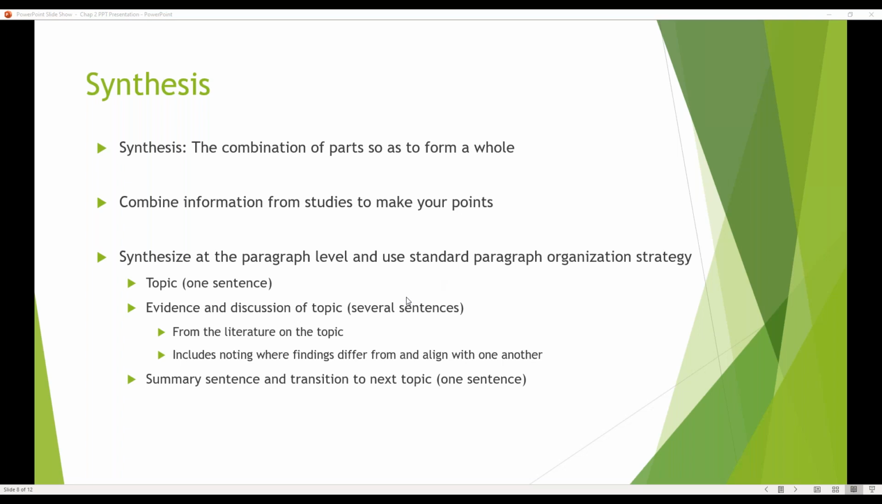And with synthesis, people sometimes get hung up at the paragraph level. And I just tell them it's just standard paragraphing. You have a topic sentence, evidence or discussion of the topic, which is the meat of the paragraph, and a summary sentence or transition to the next topic. Now, the only difference is that these will be on components of your dissertation, pulled from the studies that you're reviewing.